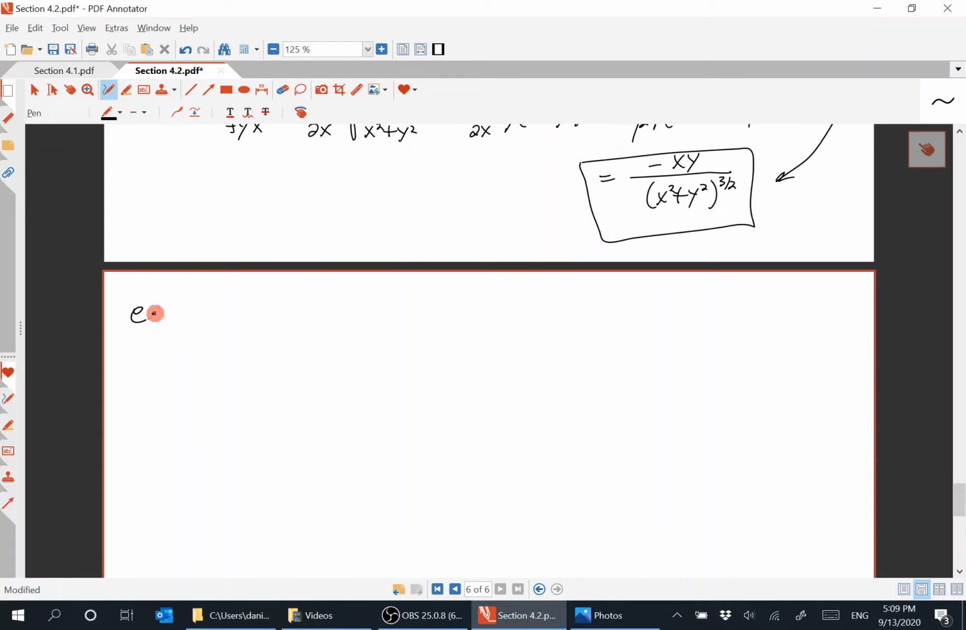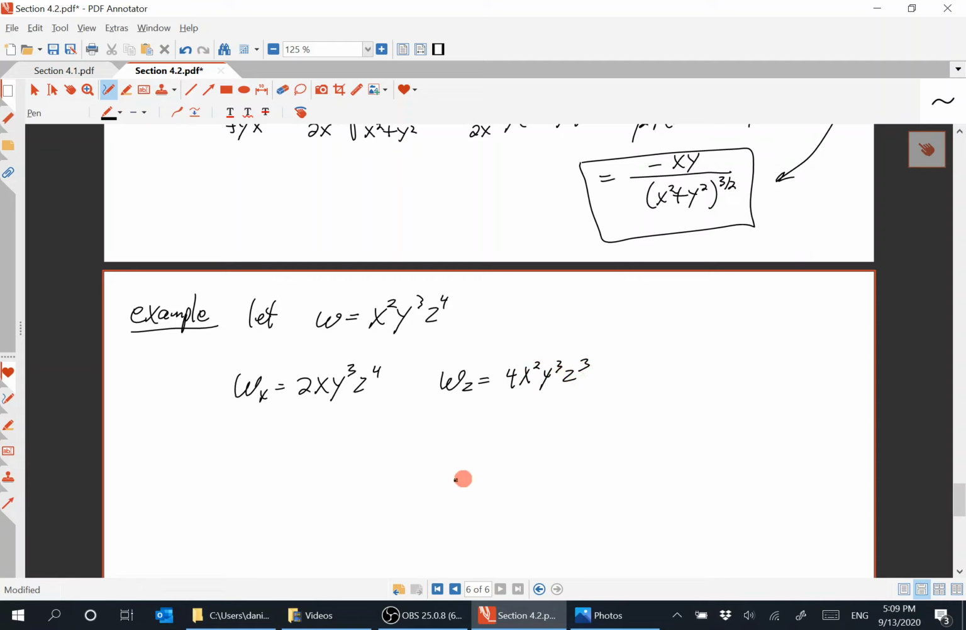With 3 variable functions, the same sort of thing holds. So for example, let w equal x squared y to the 3rd z to the 4th. Right, so let's do the partial derivative with respect to x. So that's 2x y to the 3rd z to the 4th. The partial derivative of w with respect to z is 4x squared y to the 3rd z to the 3rd, like that.